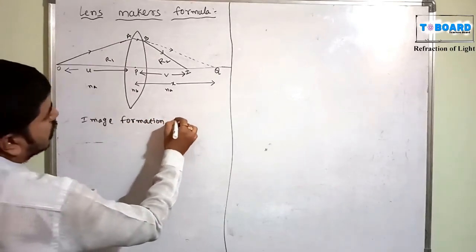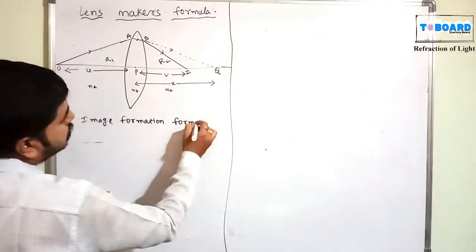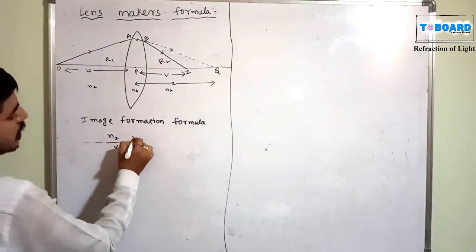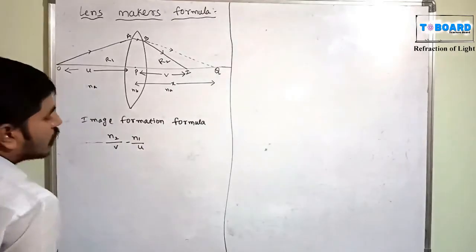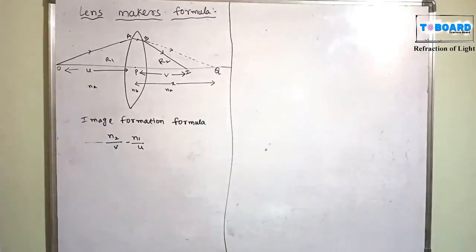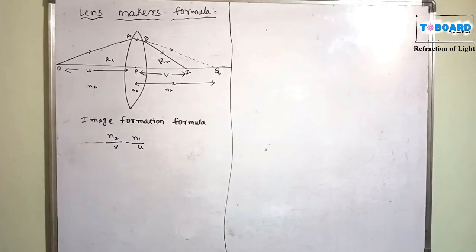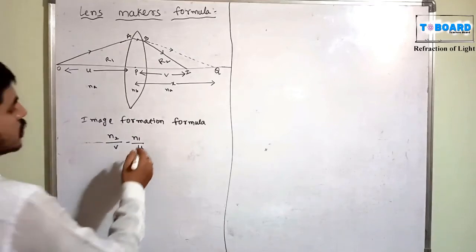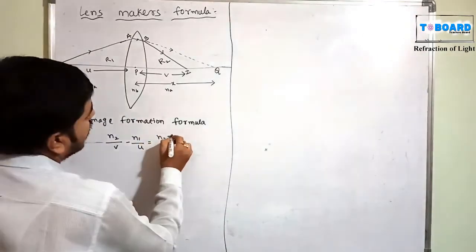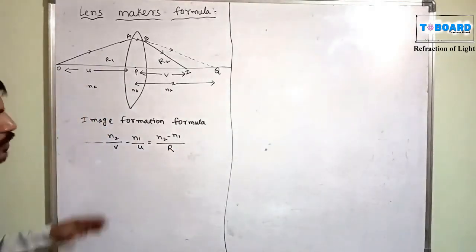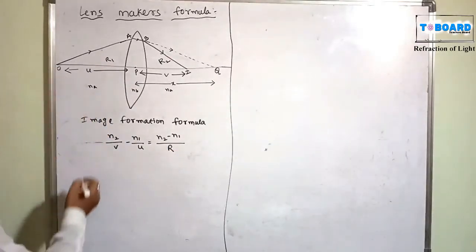So, the formula. What is that formula? N2 by V minus N1 by U is equal to what? It will be N2 minus N1 by R. That is the formula. In this formula I am going to substitute the first situation.